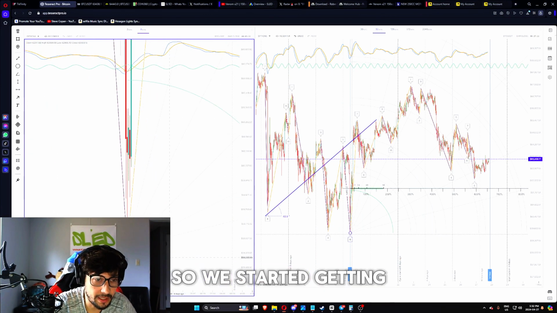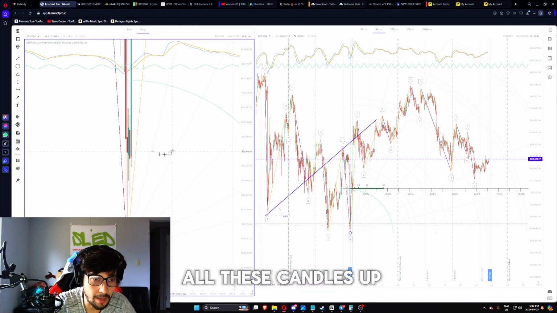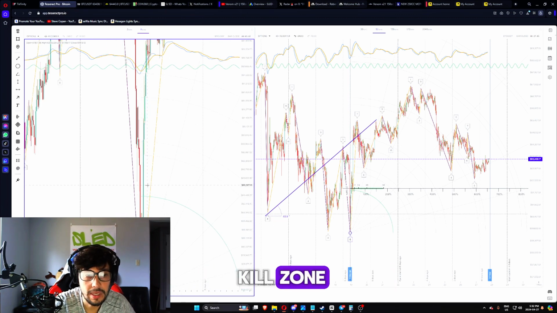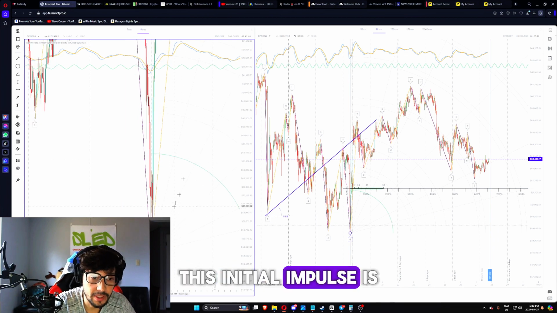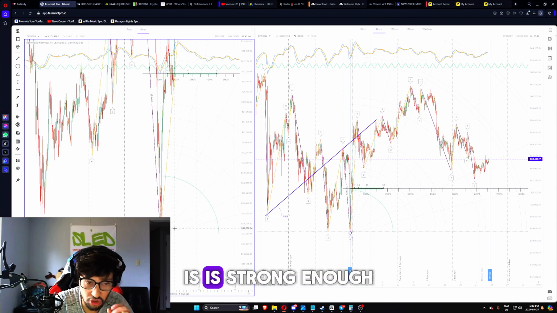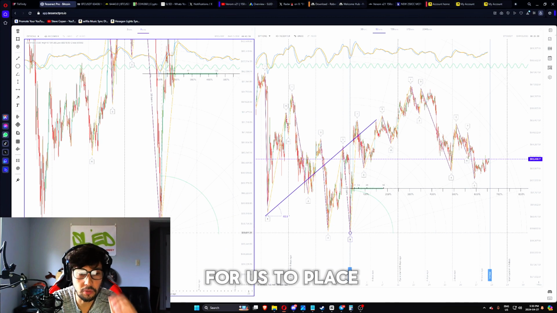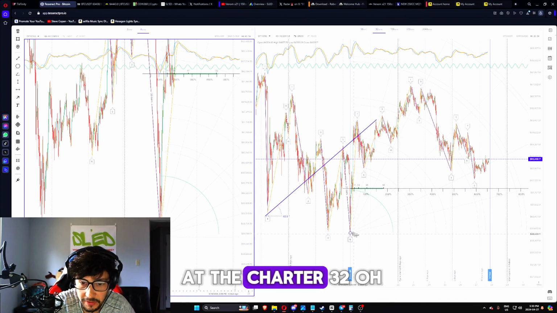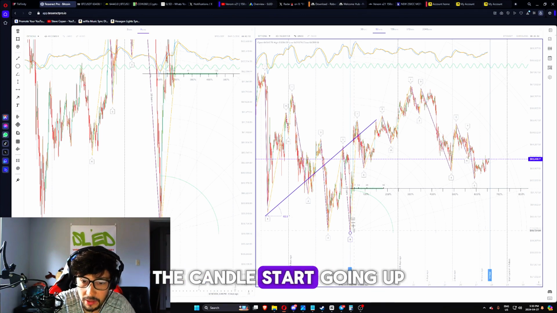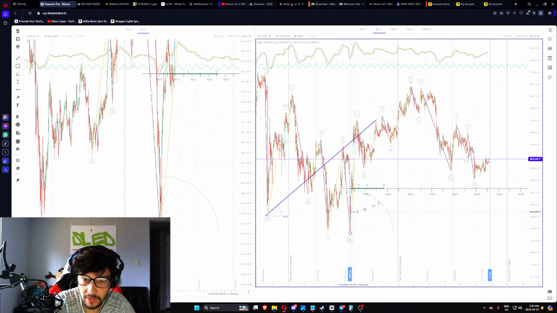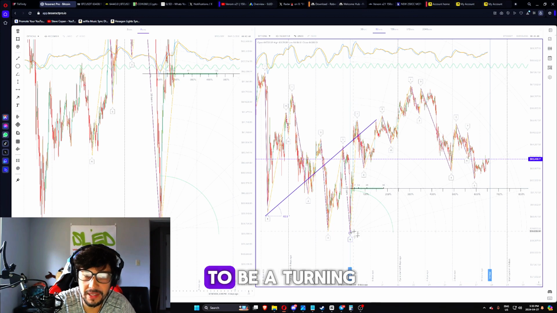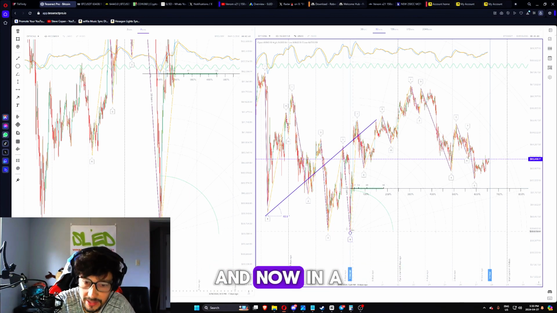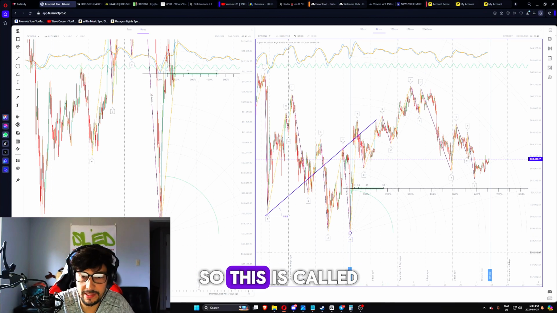So we started getting all these candles up. We started getting crazy initial impulse. As soon as we get out of the kill zone, this initial impulse is strong enough for us to place a turning point. Now we place a turning point here, and then we looked at the chart on the 32. Oh, the candles start going up. It makes sense, time-wise, for it to be a turning point 6, because on 8 minutes it's turning, and now on a 6-minute it's turning. So this is called an inflection point.